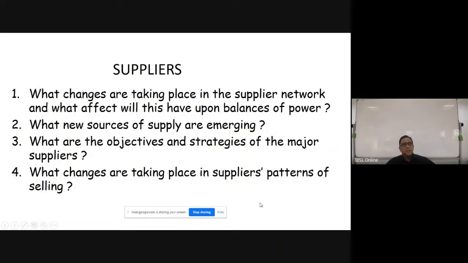Suppliers. What changes are taking place in the suppliers' network, and what will this have upon the balance of power between the supplier and us? What new sources of supply are emerging? What are the objectives and strategies of the major suppliers, and what changes are taking place?